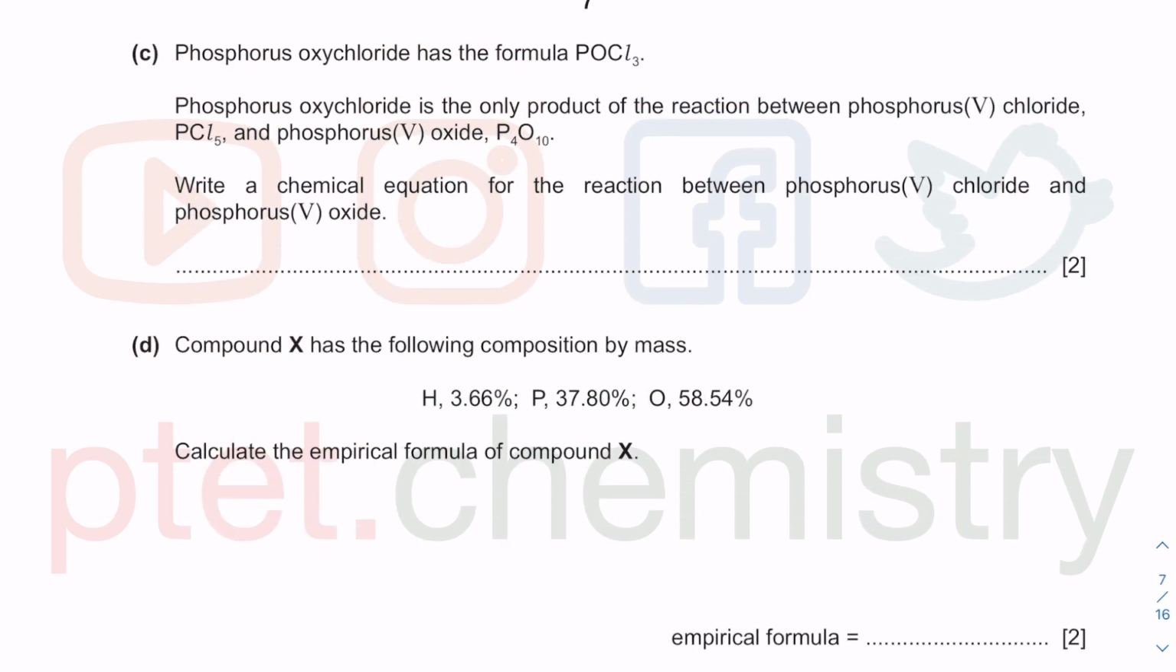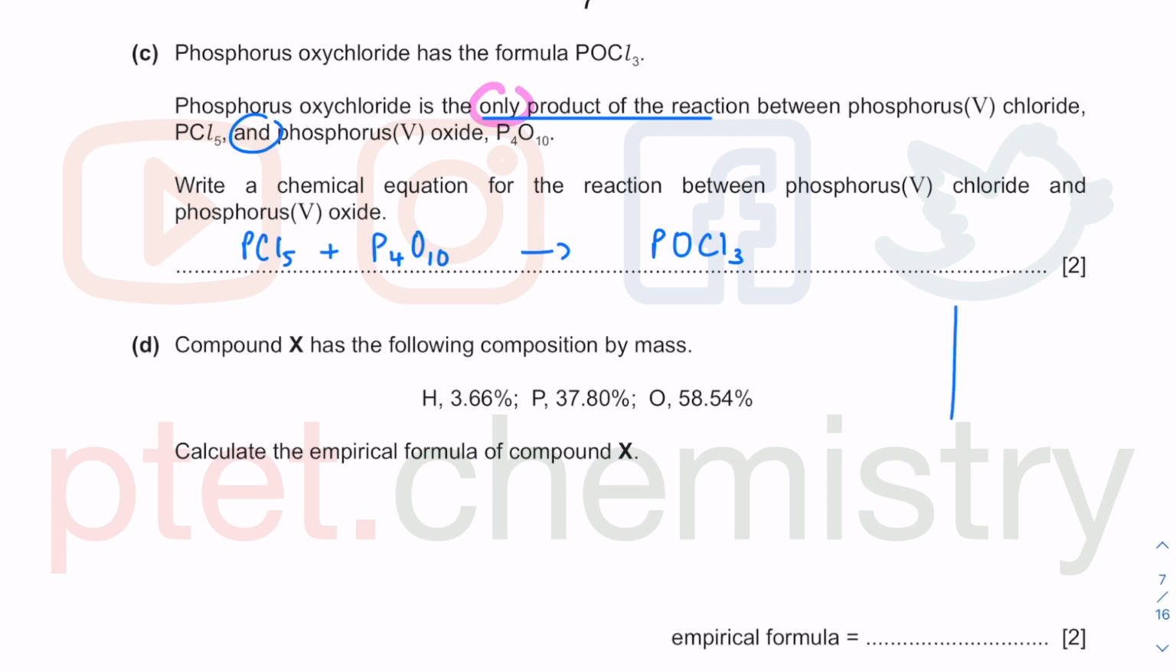Part C, phosphorus oxychloride has this formula POCl3. So this is about reading information. It's the only product of this reaction between PCl5 and P4O10. So PCl5 plus P4O10, I am going to get POCl3. Looking at this equation, I can see this is 3 chlorine, this is 5 chlorine, but they say it's the only product. So we're going to find a way to have 3 and also 5 meet.